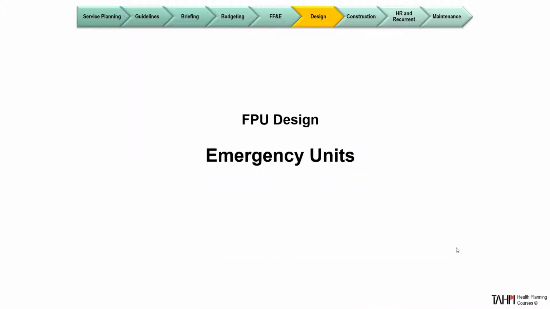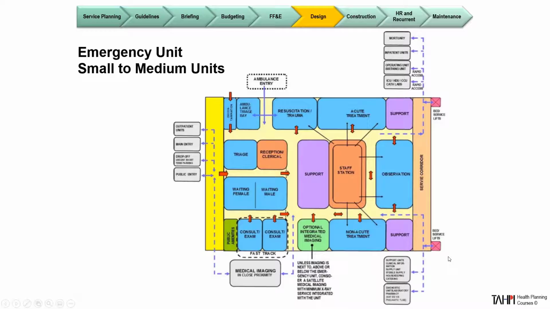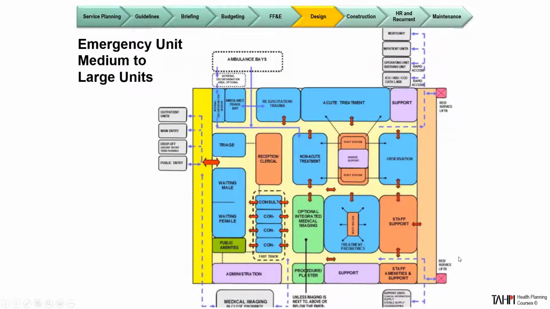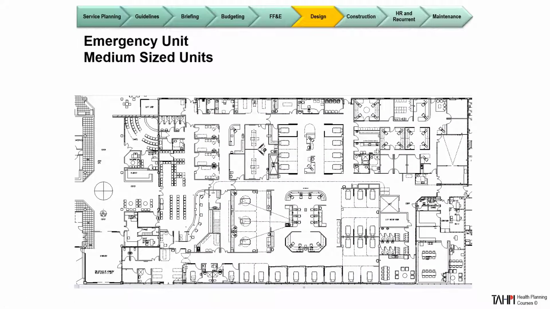Session 7 part 4 covers emergency units. Emergency is sensitive to size, so we provide all the different permutations. For example, small to medium units or medium to large units. Provide examples of realistic emergency units. We practice many of the different flows.